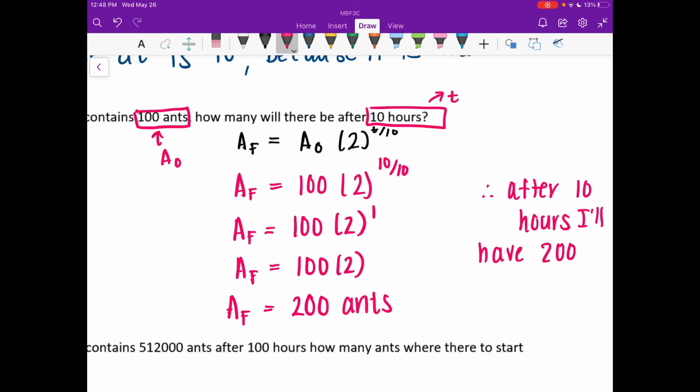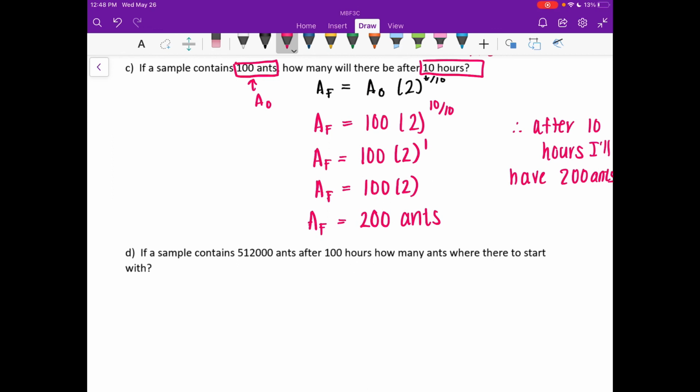This one's easy. We've been doing this so many times. Next one's a little bit tricky. So if a sample contains 512,000 ants after 100 hours, how many ants were there to start with? So now instead of looking for AF, what we're actually looking for is AO, right? So again, same idea. You just need to know what the question is asking, right? It's asking us how much we should have to start with.